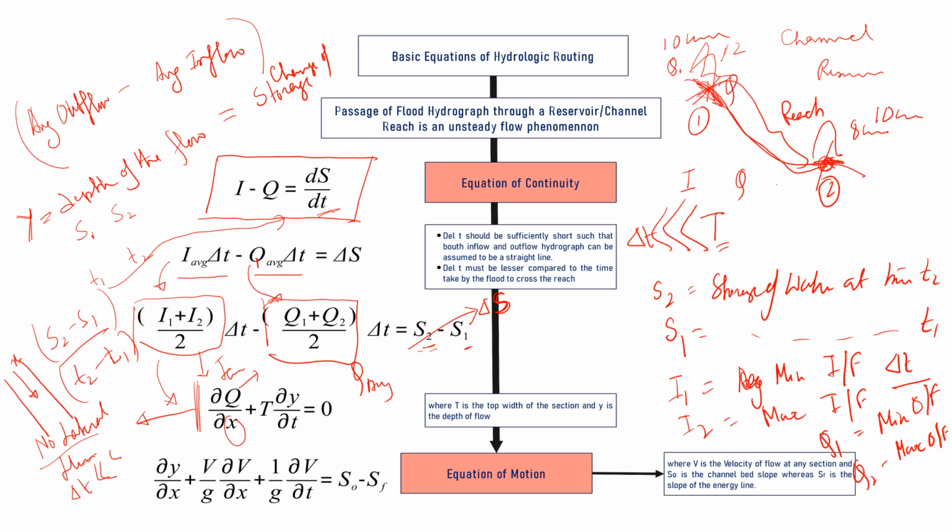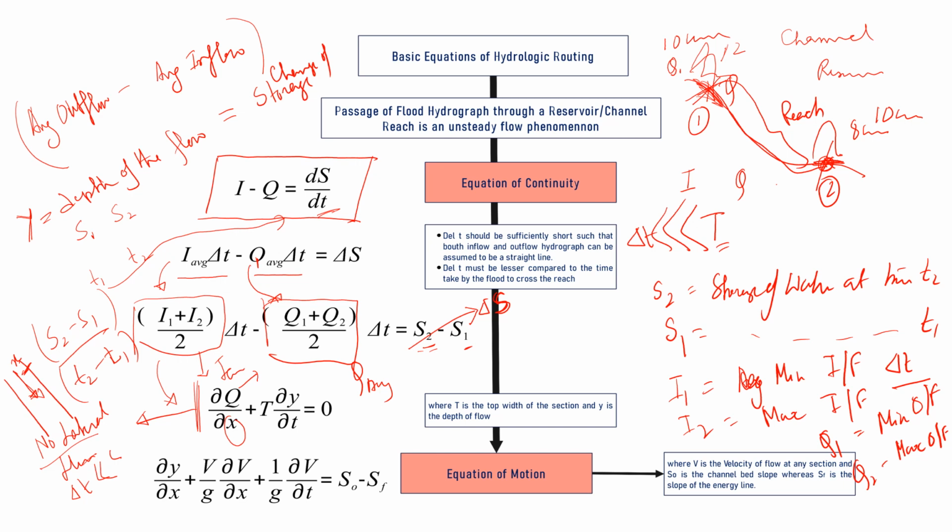So when we convert this continuity equation to the equation of motion, what we do? Del y del x, change in water depth with respect to that direction x. There is no lateral direction, so only x is here, plus v by g. V is the velocity of the flow. G is the acceleration due to gravity, certainly. Del v del x means change of velocity towards that same x direction. Plus 1 by g del v del t, that means change in velocity with respect to time. So there are two components of velocity v. One is with respect to x, the direction of flow. Another one is the time duration of the flow.